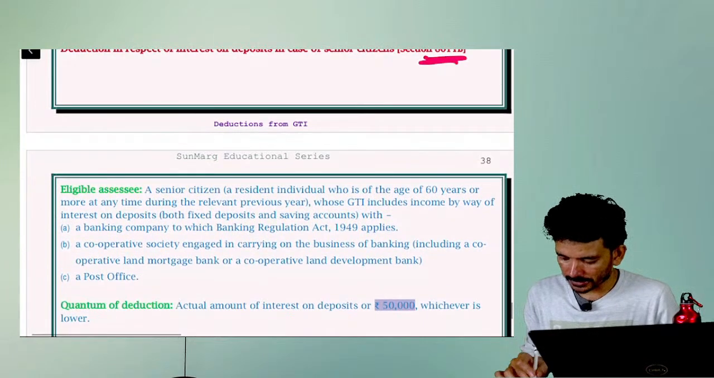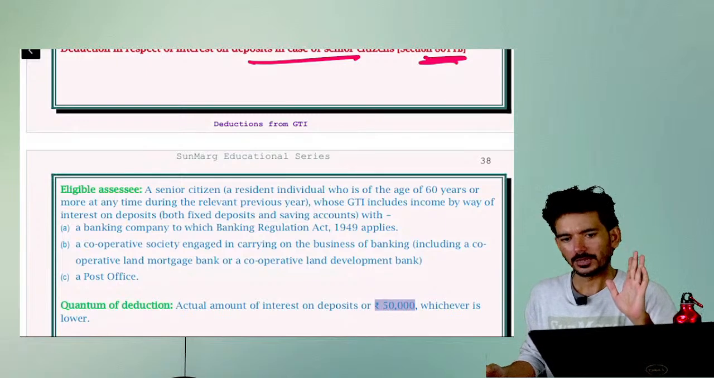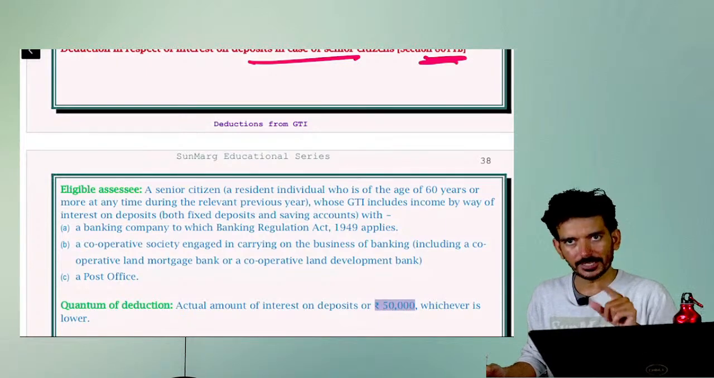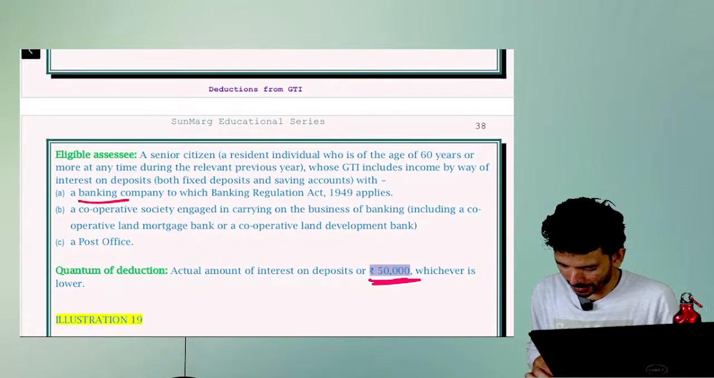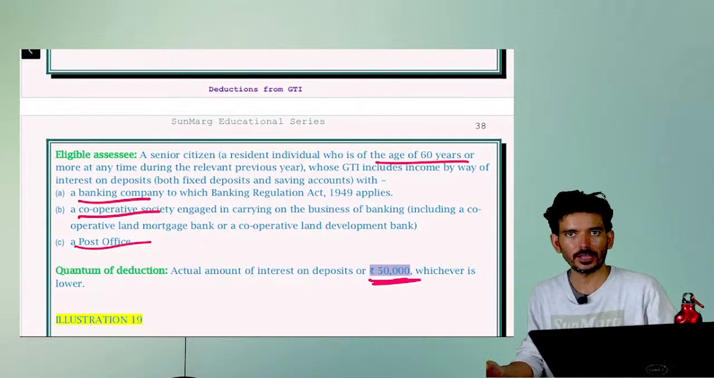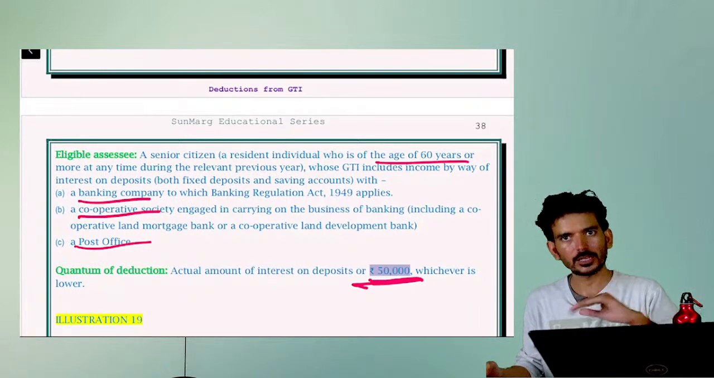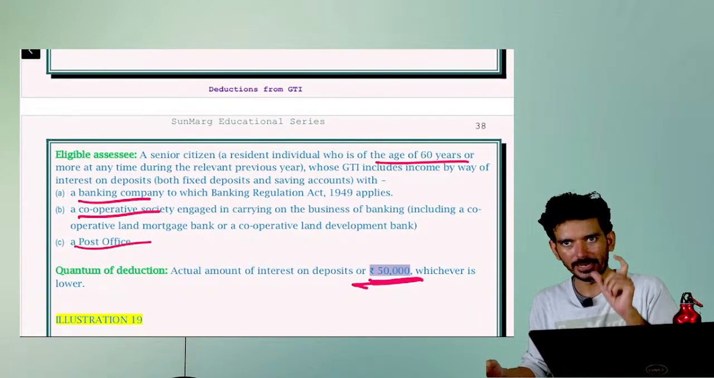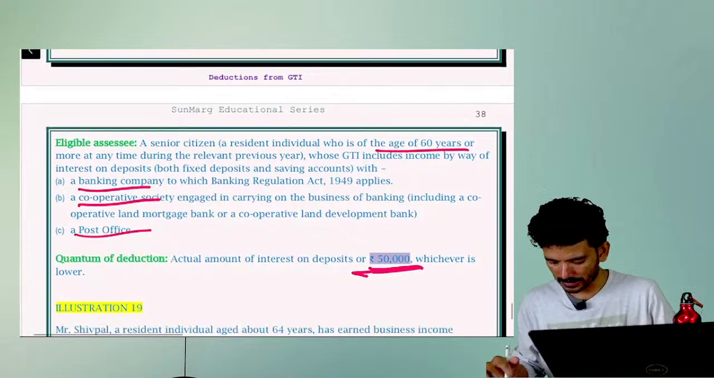80TTB is for senior citizens, 80TTA is for normal people, 10,000 savings account, this simple funda. But 80TTB is for senior citizens. So for senior citizens it is 50,000, whenever the bank is paying or cooperative society is paying or post office is paying, and your age is 60 years or more anytime during the previous year, and up to 50,000 you can take the 80TTB. 80TTA, 80TTB, these two you read simultaneously.